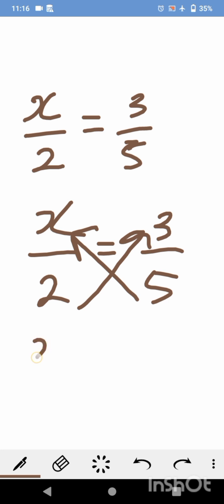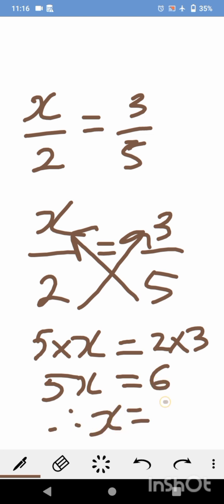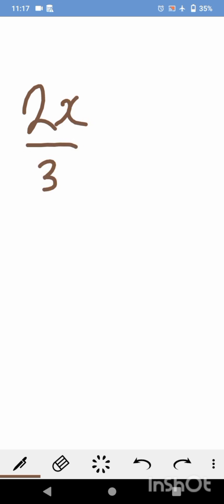So this gives us 5 times x equals 2 times 3. Alright, and this will give us 5x equals 6. We divide both sides by 5, our x will be equal to 6 over 5. Right, another example can be 2x over 3 equals 4 over 5.